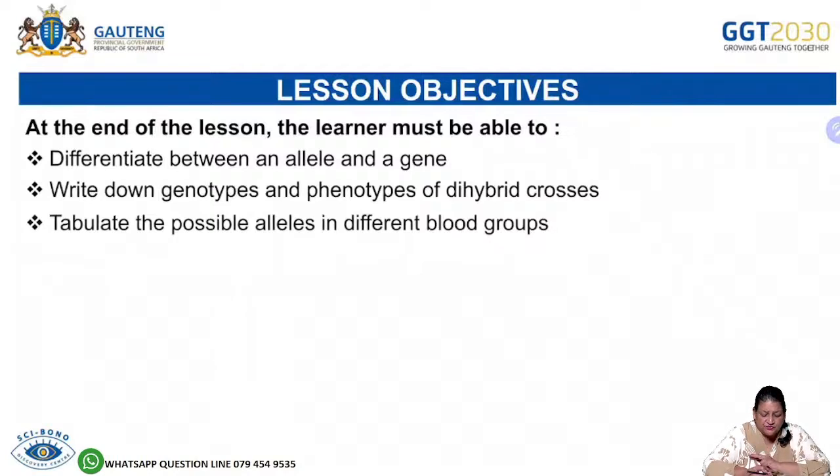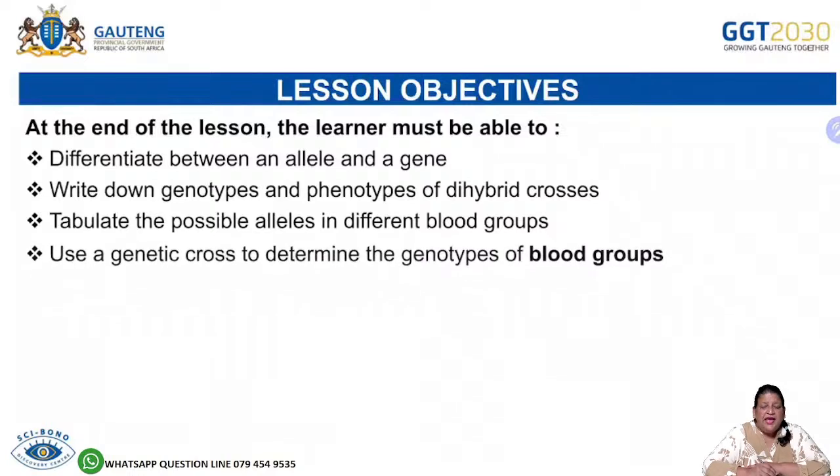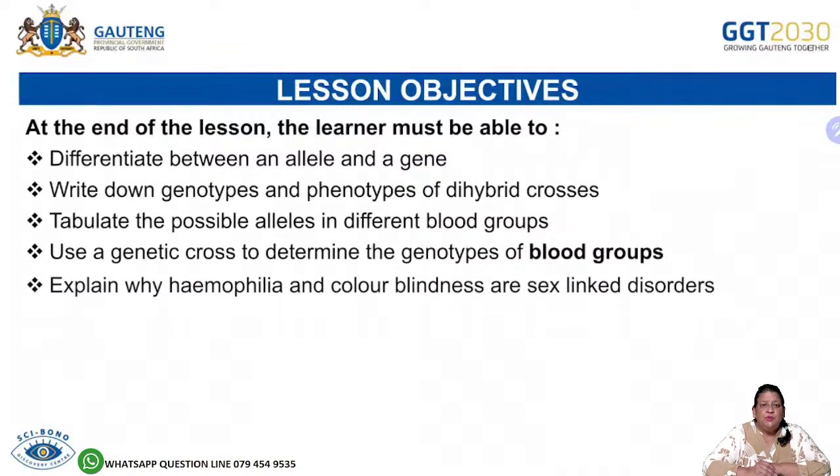So we're going to look at the different blood groups, and we're going to use genetic crosses to determine the blood groups. Then we're going to also look at what are the sex-linked diseases that you've done last week, and that was hemophilia and color blindness.